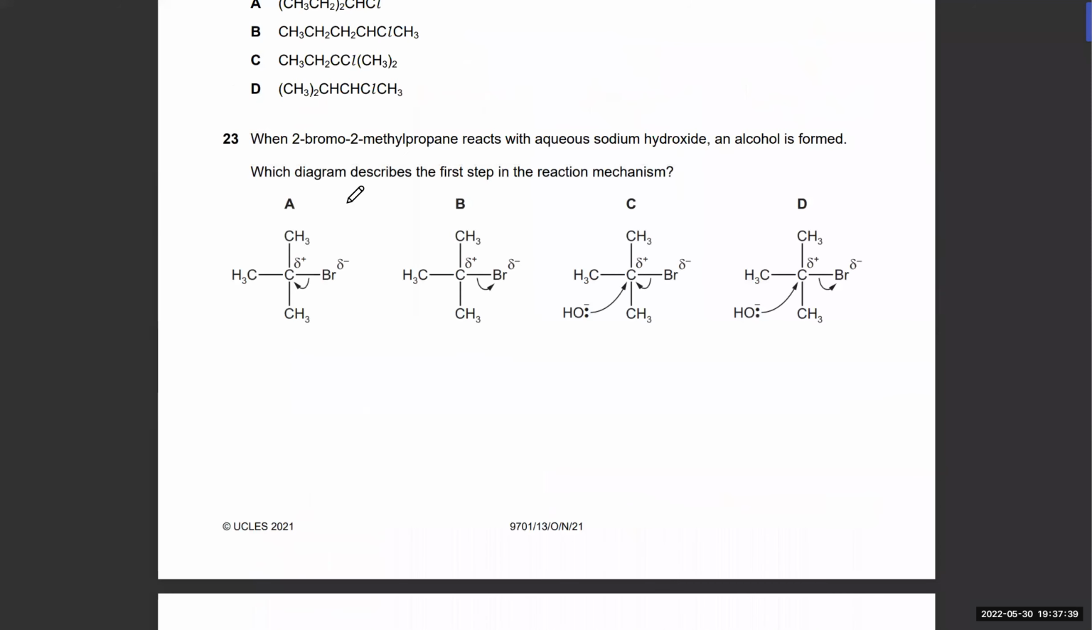Yes. That's question 25. 2-bromo-2-methylpropane reacts with aqueous NaOH. An alcohol is formed. Which diagram represents the first step of this reaction mechanism? Is it SN1 or SN2? First thing, what type of halogenoalkane is this? Primary, secondary, tertiary. It's propane, second one, 2-bromo and 2-methyl. So that is a tertiary halogenoalkane.